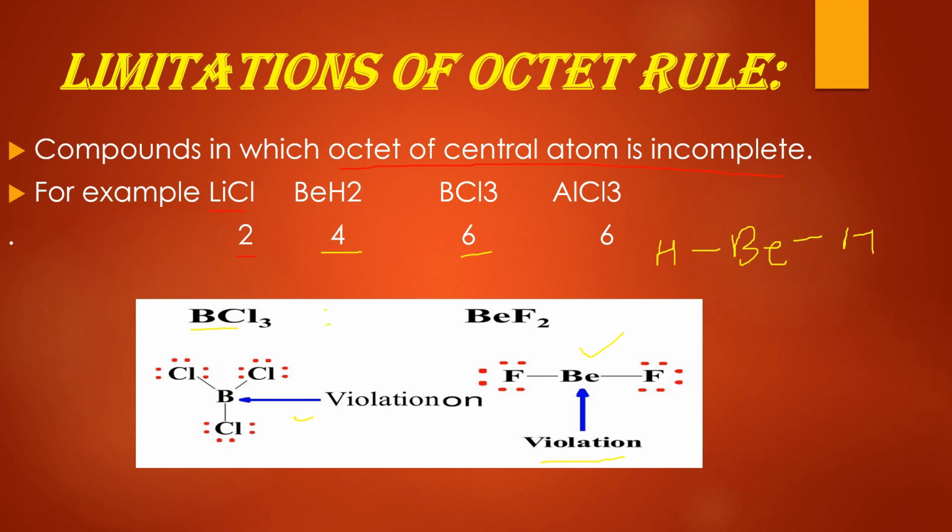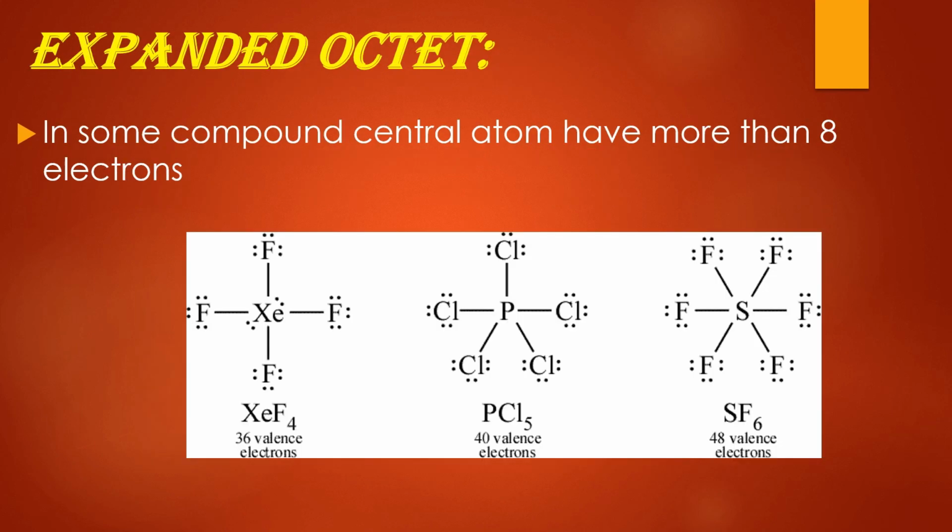Remember this thing, that the compounds which have an incomplete octet have a tendency to take an electron pair, and that is why they are called Lewis acids. They are actually acids. Now the next exception to the octet rule is expanded octet, meaning the central atom has more than 8 electrons. An example is XeF4.